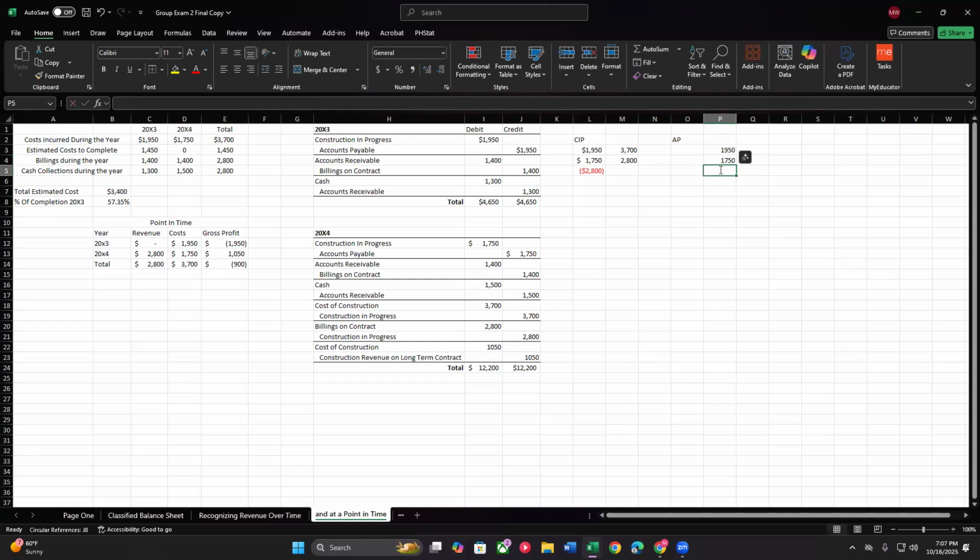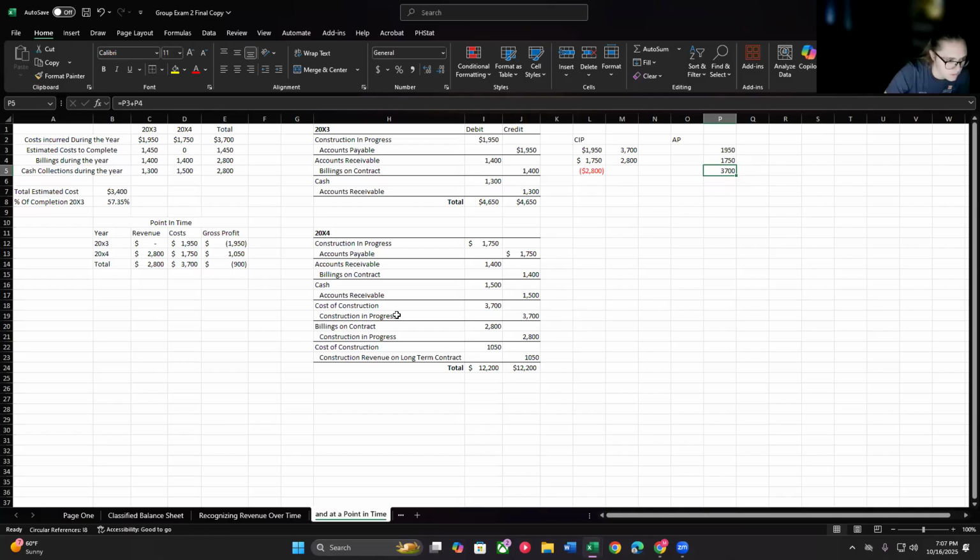I think it has to do with the billings on contract. Is that supposed to be something else on the bottom? Because I don't think we're supposed to have two construction in progress. I think it's supposed to go cost of construction, construction in progress, billings, and then isn't that gonna be... The billings on contract is supposed to be the CIP because this is supposed to be the one that closes out the CIP.